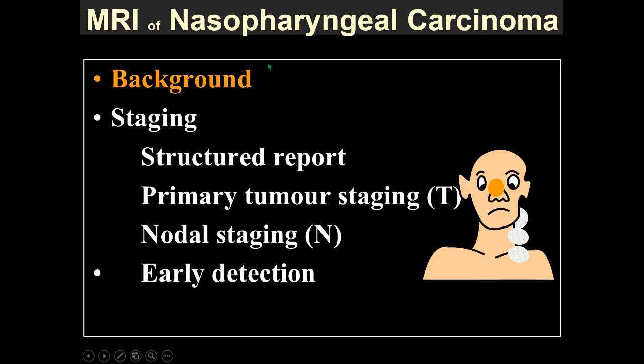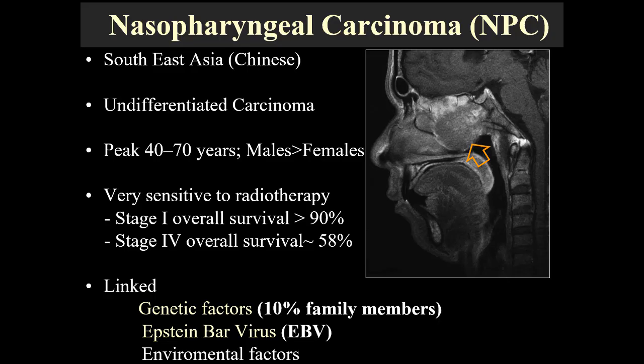So we'll start with the background. Okay, so it's endemic in certain areas of the world, particularly in southern China. A lot of our Chinese patients have NPC. Where we are, most of these are an undifferentiated carcinoma. I think in the West you may see more squamous cells and differentiated cancers.